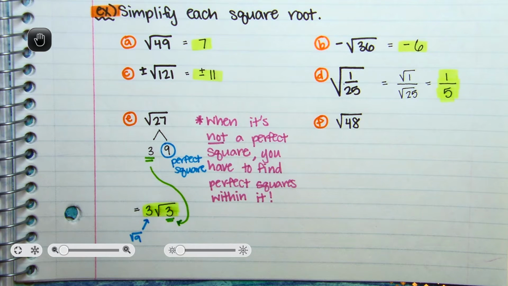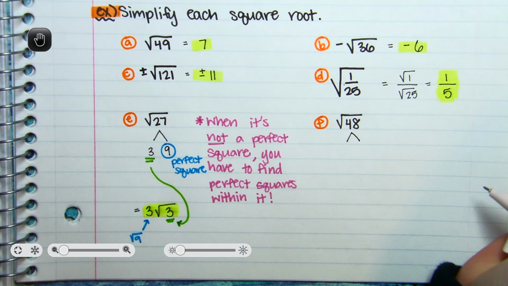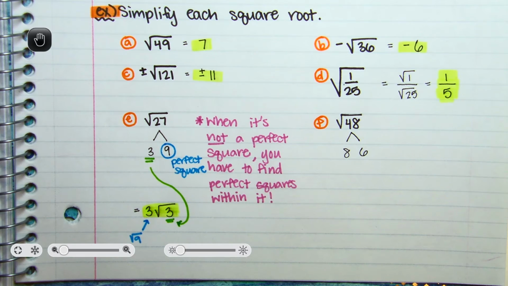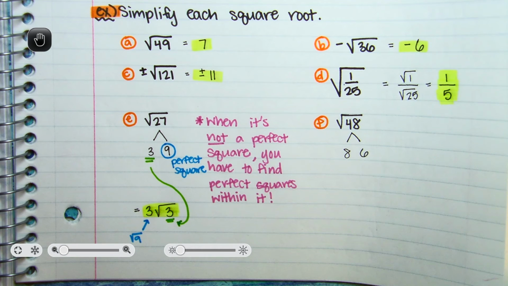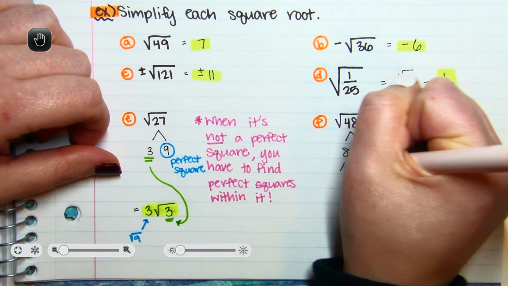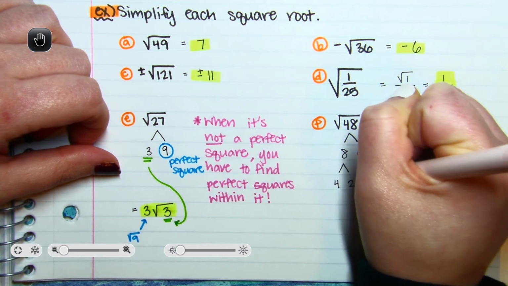So let's do another one. 48 is not a perfect square, but let's see how that breaks down. So 48, the first thing that comes to mind for me is 8 times 6. Some of you may look at that and think 2 times 24 or 12 times 4. So it'll work if you do different numbers, but I'm going to choose 8 times 6 because that's the first thing that comes to mind. Now, neither of those are perfect squares, but they both still break down further. So 8 breaks down as 4 and 2, and 6 breaks down as 2 and 3.